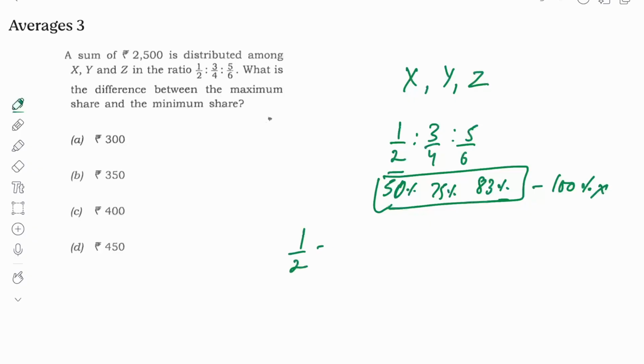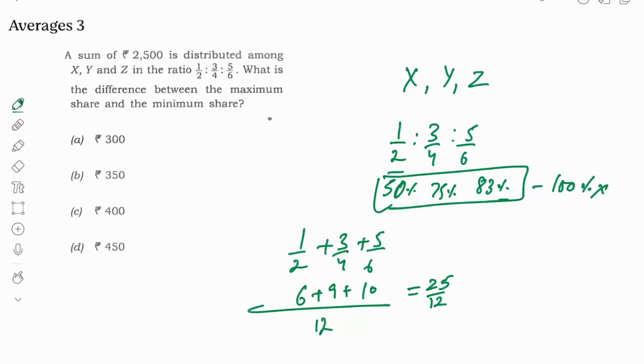So 1/2 plus 3/4 plus 5/6, and we take the least common multiple, which comes out to be 12, and we get 6 plus 9 plus 10. So basically we're getting 25/12 of X is equal to 2500 rupees. X comes out to be 1200.